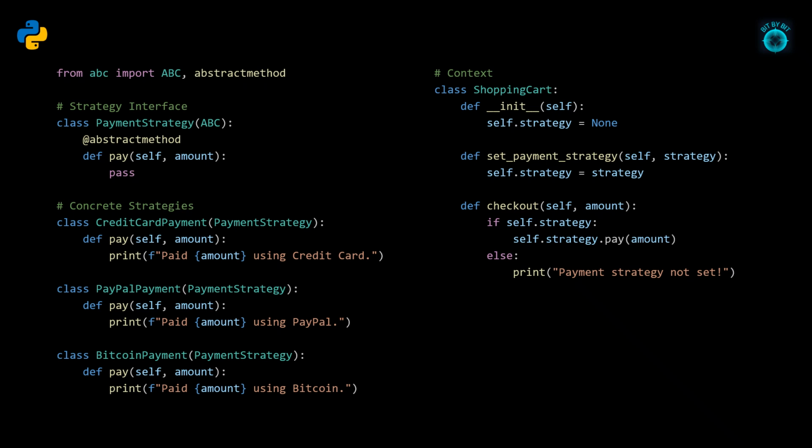Next is the context class, named ShoppingCart. This class has a method called setPaymentStrategy, which lets the client assign a specific strategy instance at runtime. Its checkout method then calls the pay method from the currently selected strategy.